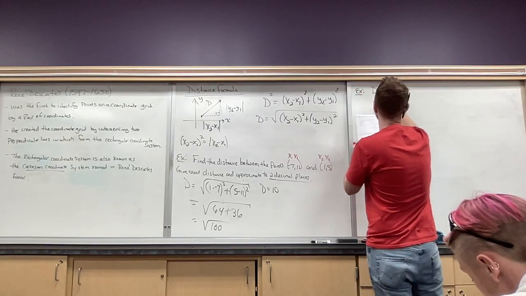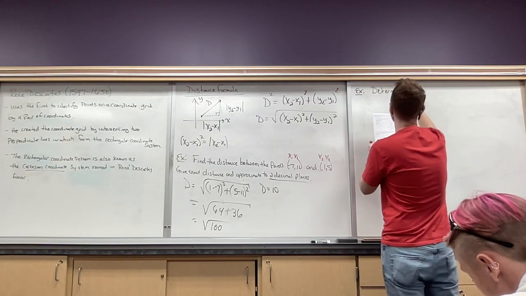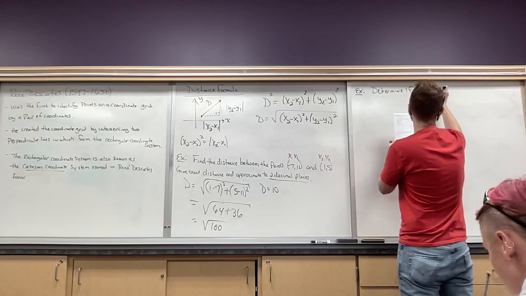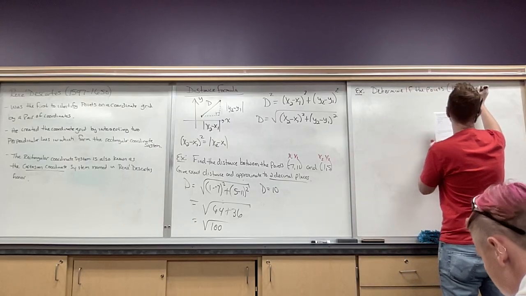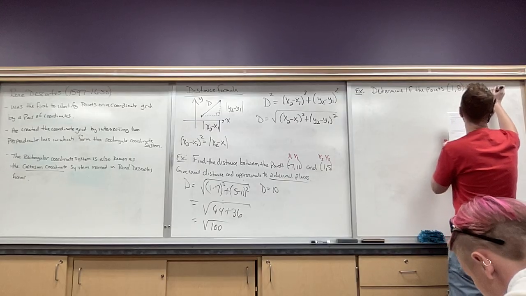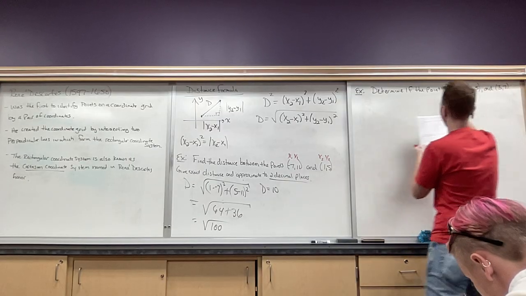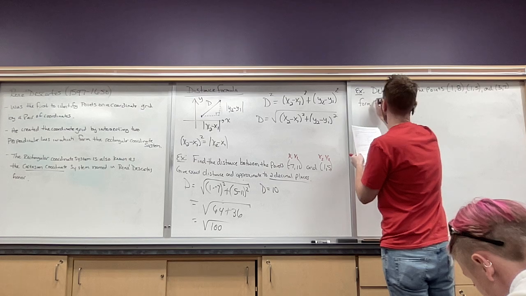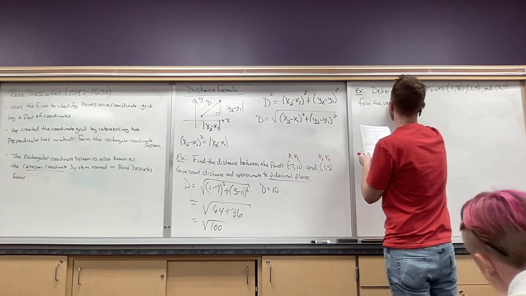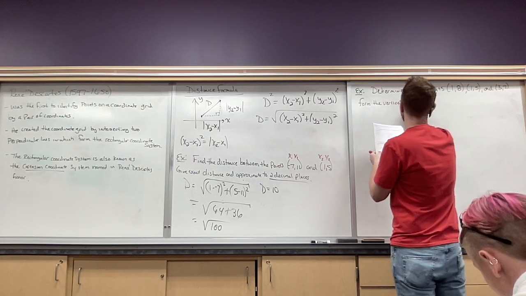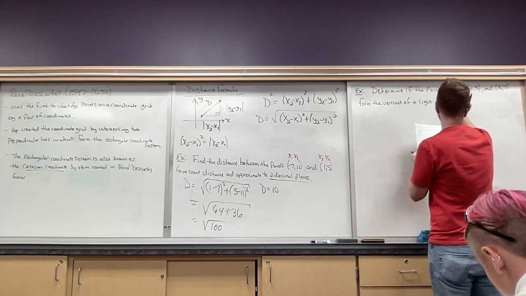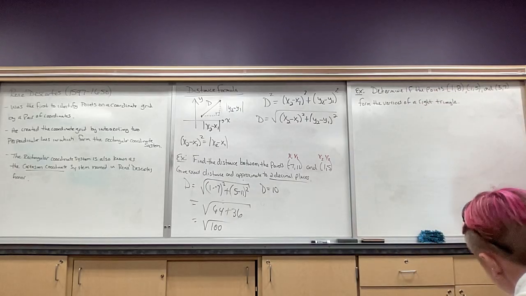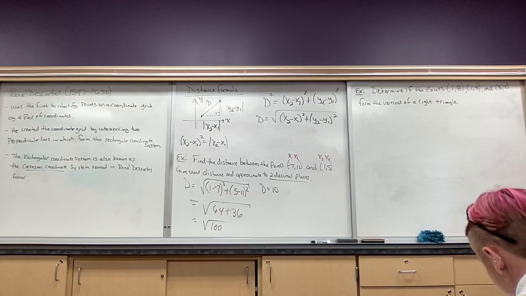Kick it up a notch. Determine if the points (1, 8), (1, 5), and (3, 7) form the vertices of a right triangle. Okay? So those 3 points, they make a right triangle.